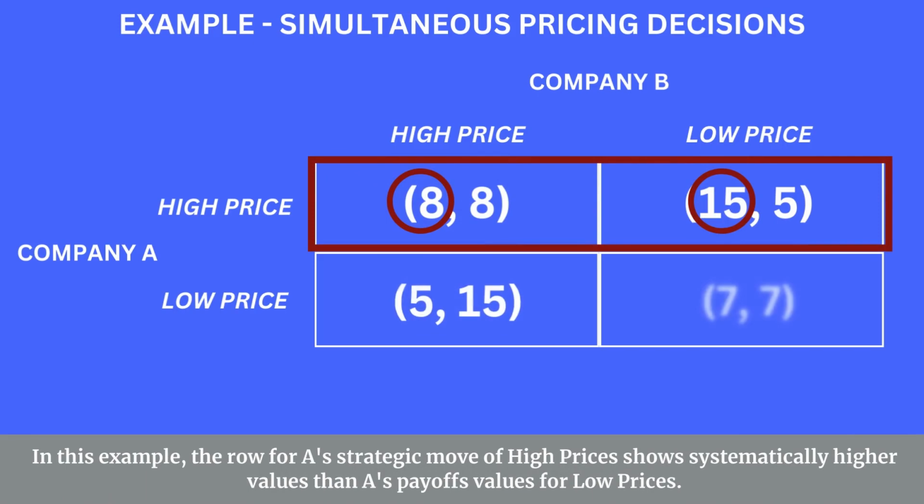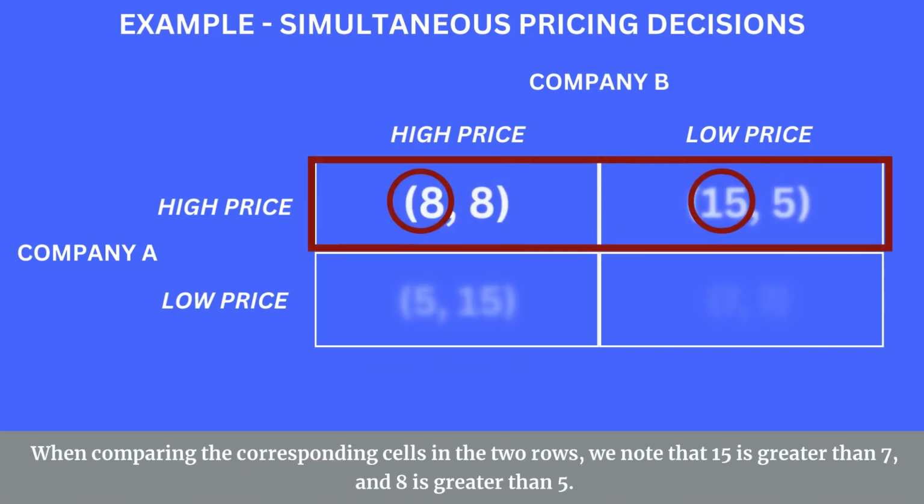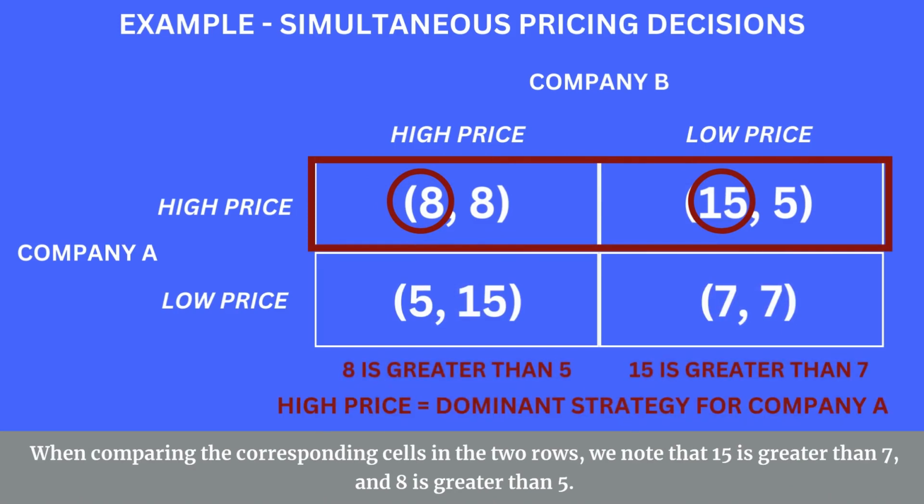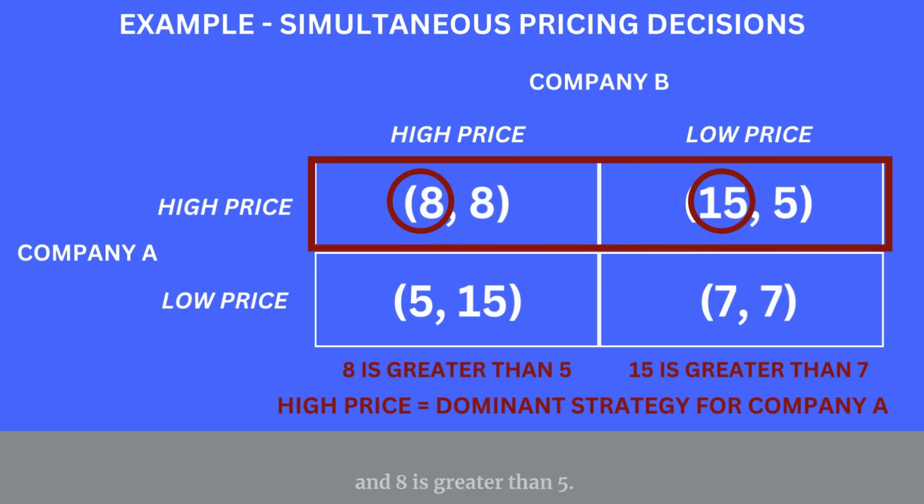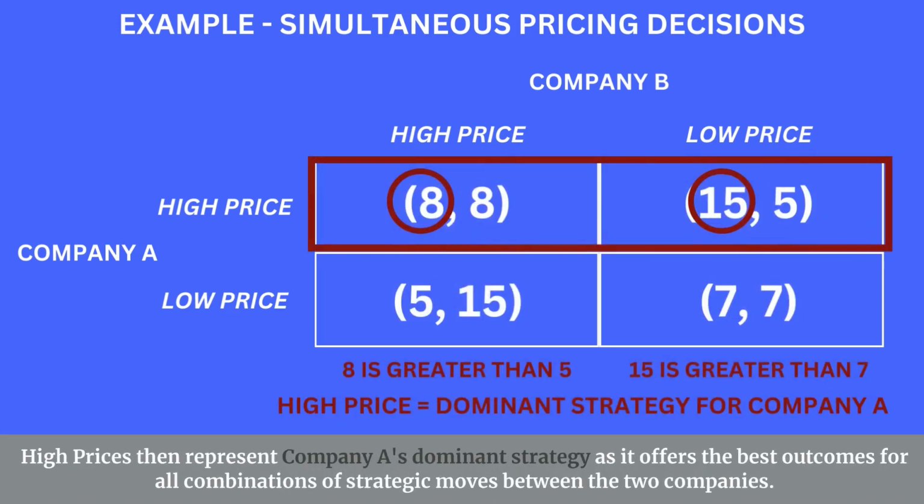In this example, the row for A's strategic move of high prices shows systematically higher values than A's payoff values for low prices. When comparing the corresponding cells in the two rows, we note that 15 is greater than 7, and 8 is greater than 5. High prices then represent Company A's dominant strategy as it offers the best outcomes for all combinations of strategic moves between the two companies.